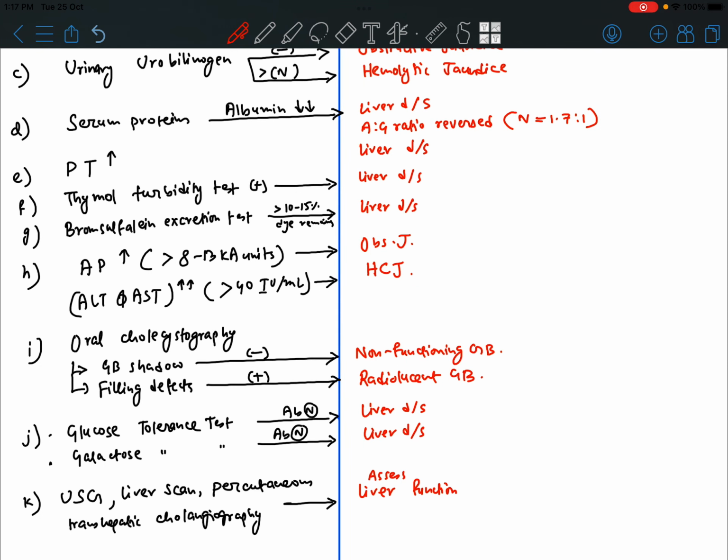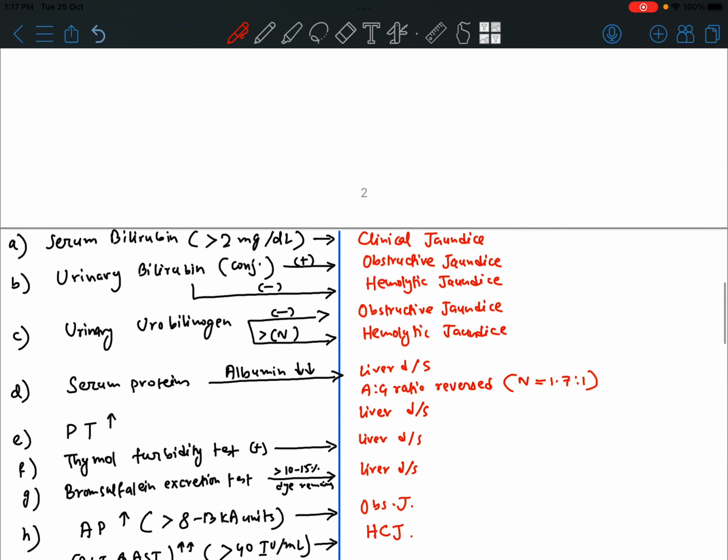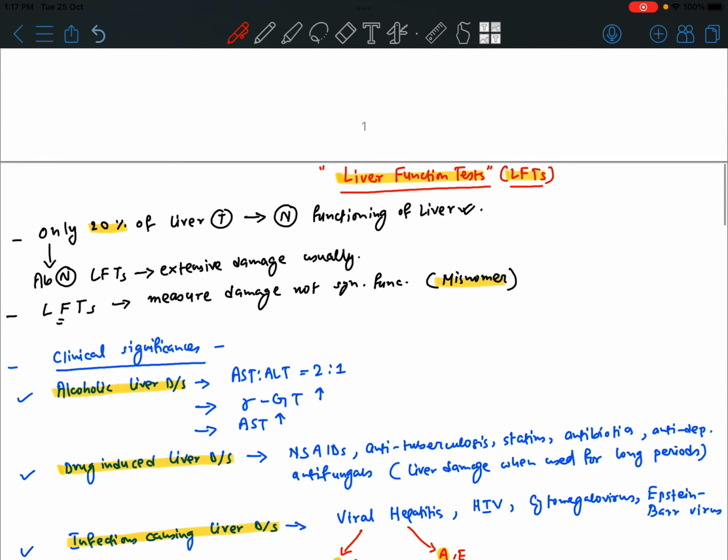Okay, so these are the tests, and this was a brief summary of the liver function tests.